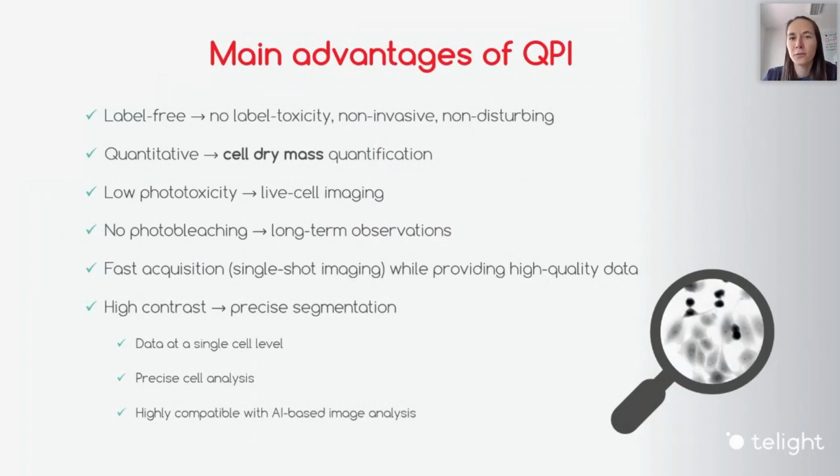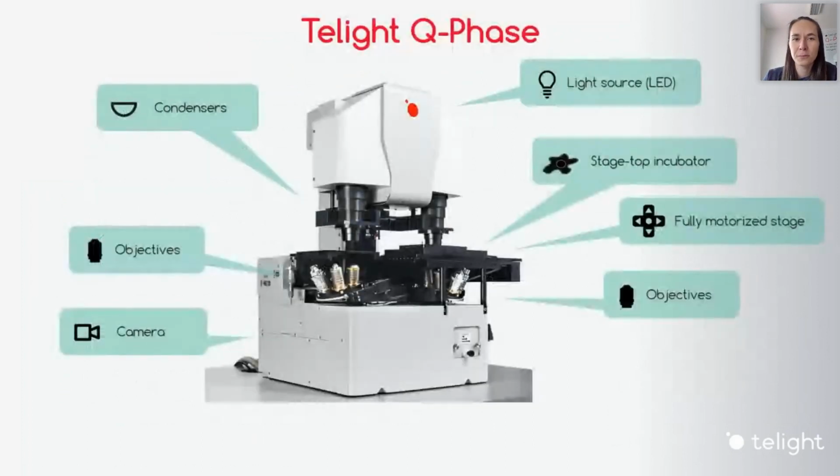It's based on the interference of two beams. There is no photobleaching, so this technique is suitable for performing long-term observations. It's a single-shot imaging technique, meaning that the acquisition speed depends only on the speed of your camera or on the software. It provides high-quality data of high contrast, which is suitable for cell segmentation and tracking of the objects. And it's highly compatible with artificial intelligence-based image analysis. So this is about the technology.